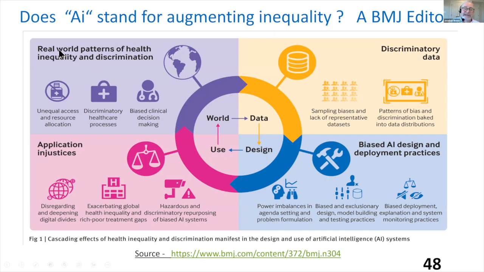I love this title. In this British Medical Journal editorial, they say AI is augmenting inequality. And this is a great graphic. This is a good overview of the cascading effects of health inequality and discrimination manifest in the design and use of artificial intelligence systems. Wow. Now, I do think that 80%, 90% of the things they're worried about with AI, just like I was taking away some of the benefit of AI, I'll also take away some of the blame of AI.